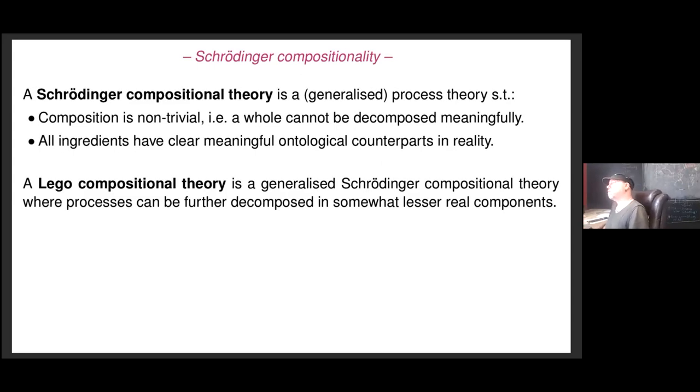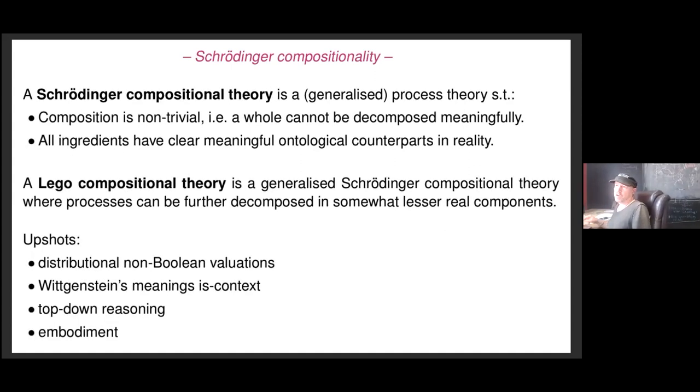Sometimes you may, however, want to break some bigger chunks down into smaller chunks, and that's what we did in the ZX calculus. So that's what we call a Lego compositional theory. Except they're all very fresh definitions. So what are the options?